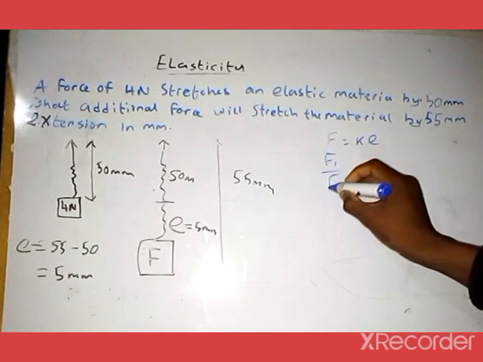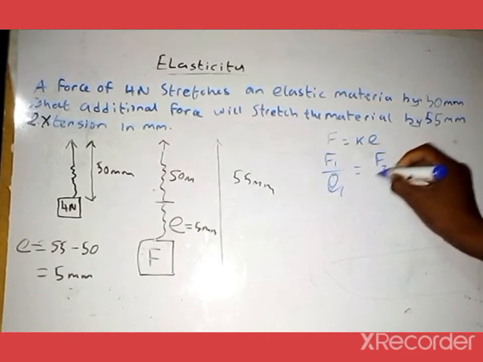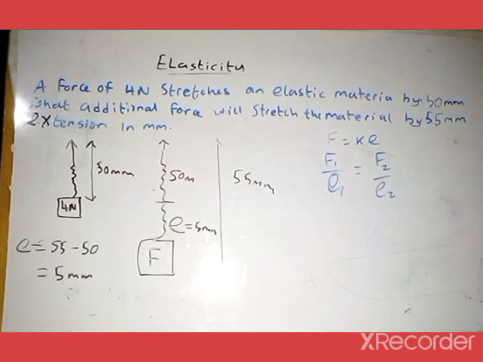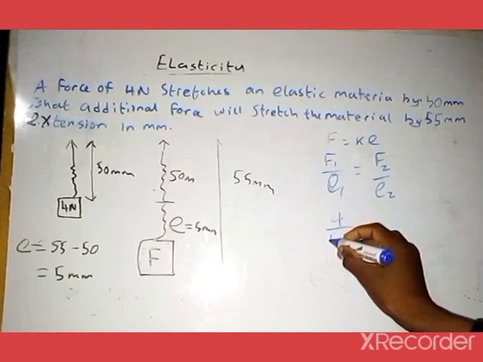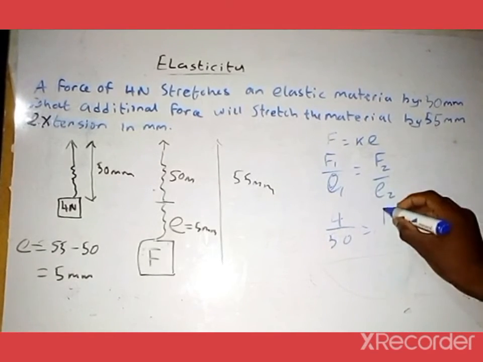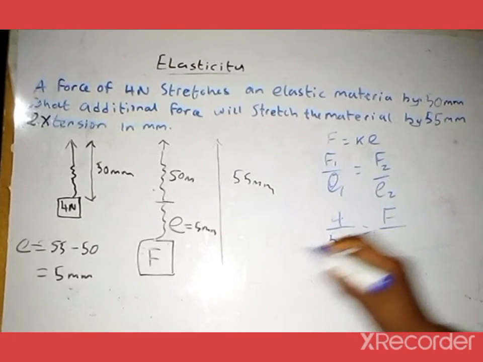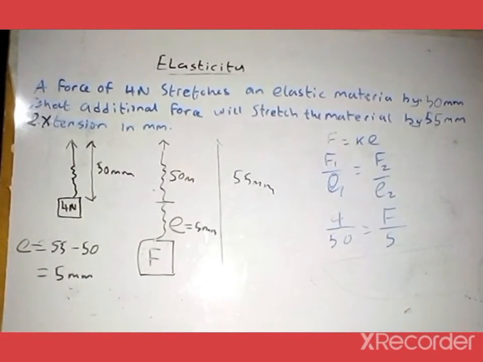F1 over E1 equals F2 over E2. Hence, F1 is 4 Newton over 50 millimeter, equals our F2, which I don't know, over the extension, which is 5 millimeter. Then we cross multiply. So 5 times 4 over 50, which is 20 over 50, that's 0.2 Newton. So that's the additional force.